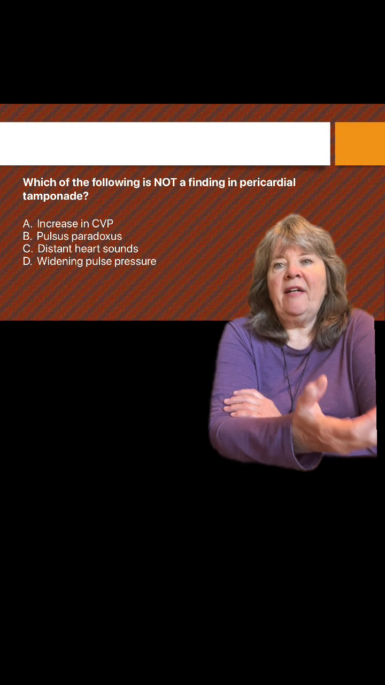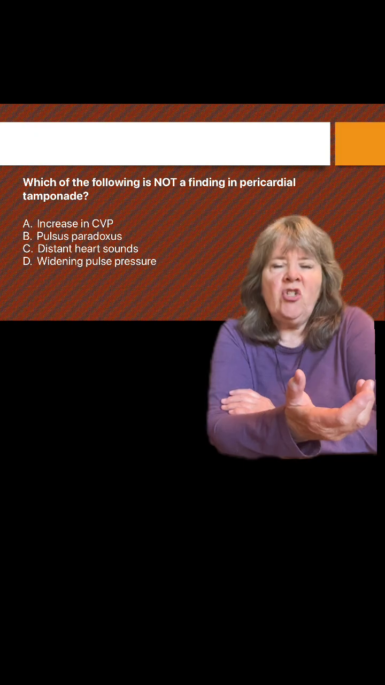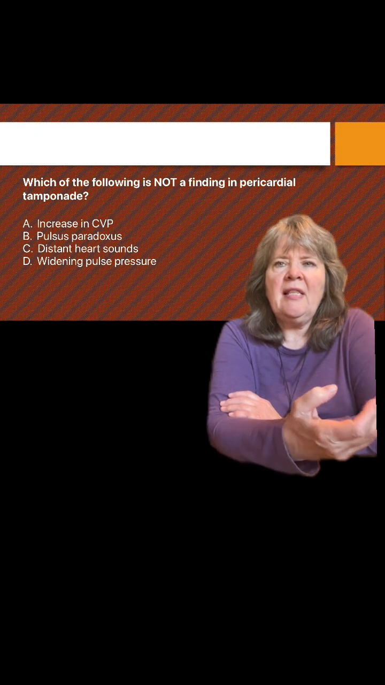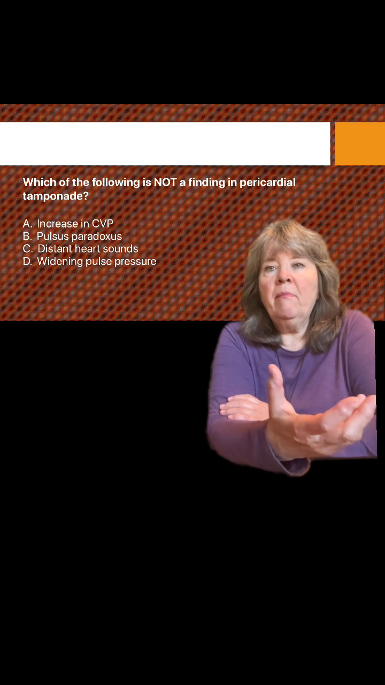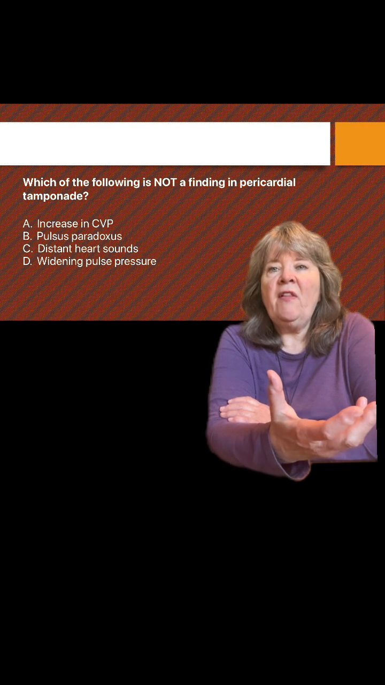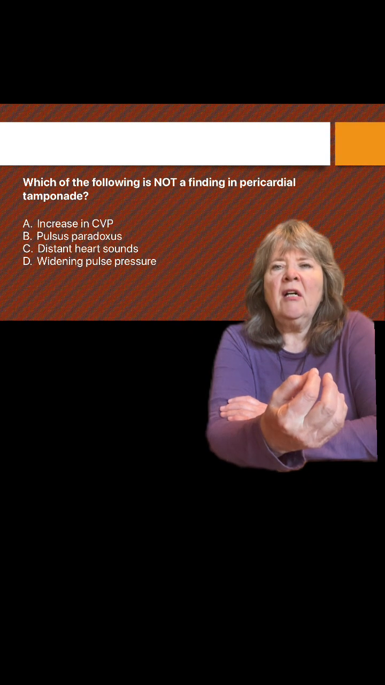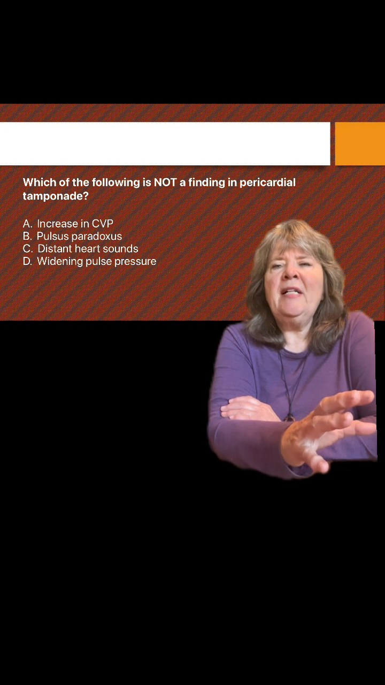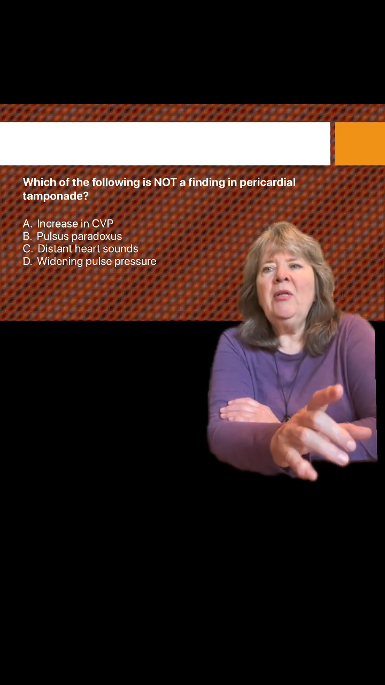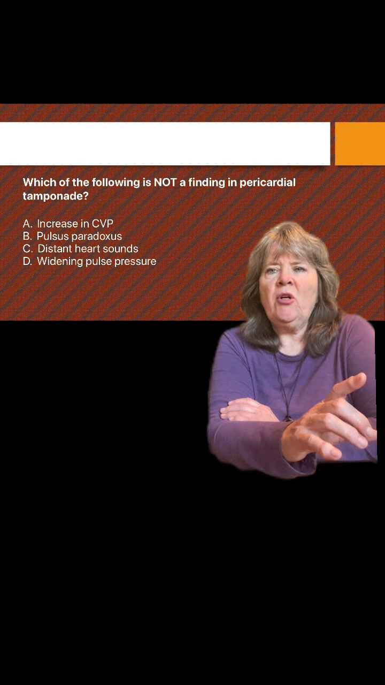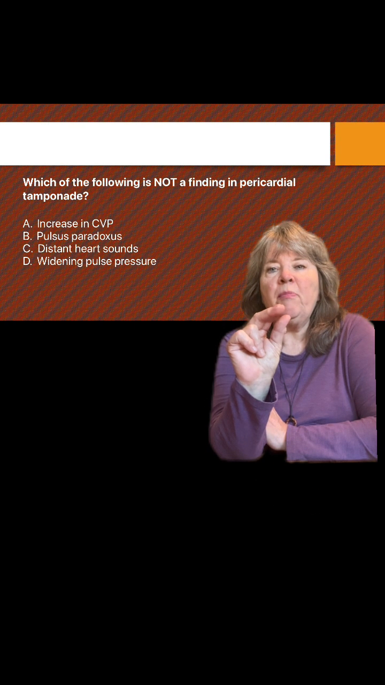We also could have said as one of the options, equalization of chamber pressures, because we also see that in tamponade. Because of the fluid or blood or pus accumulation in the pericardial sac, we're going to wind up with muffled and distant heart tones. These are the components that make up what's called Beck's triad of symptoms. We will not see widening of pulse pressure with cardiac tamponade, but rather we see narrowing of pulse pressure.